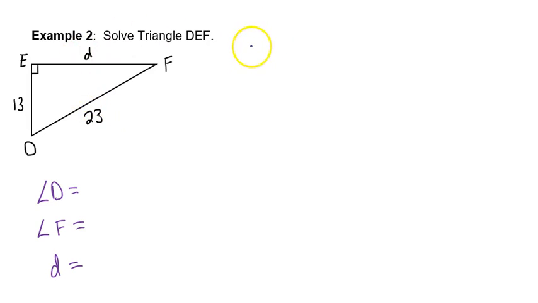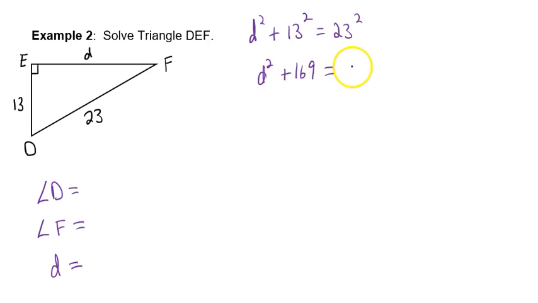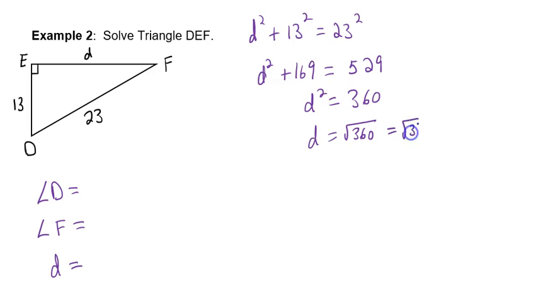So I can use D squared plus 13 squared equals 23 squared. And so 13 squared is 169. 23 squared is 529. If I subtract 169 from both sides, I'm going to get 360. And then if I square root both sides, the square root of 360 can be broken down into 36 and 10, so that would be 6 square roots of 10. And I could get the decimal there because they didn't tell me what form they would like it to be in, but I'm going to use the exact answer, which is 6 square roots of 10.